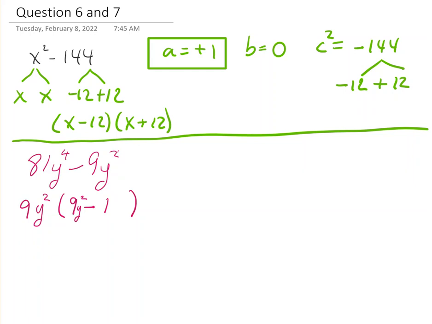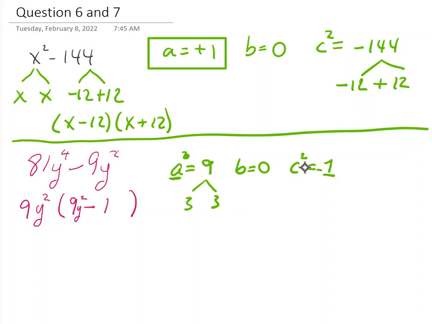All right. Well, now we're down to something that's a little bit easier to work with. So let's go ahead and find a, b, and c of what's in the parentheses, keeping in mind I want these two squared. Well, a is going to be 9, b is still 0, but c is going to be a 1, but I want a negative 1. So what two numbers did I square to get 9? Well, that would be 3 and 3.